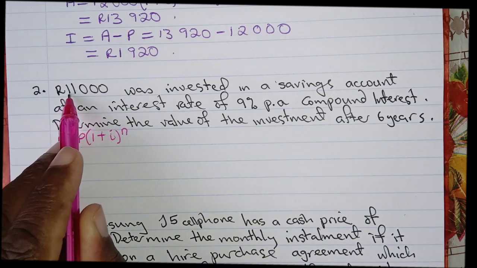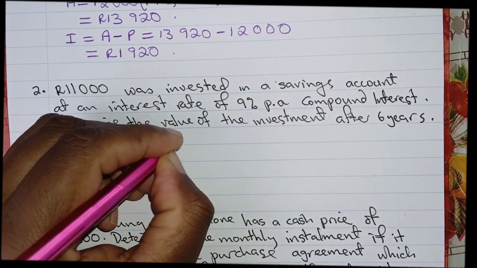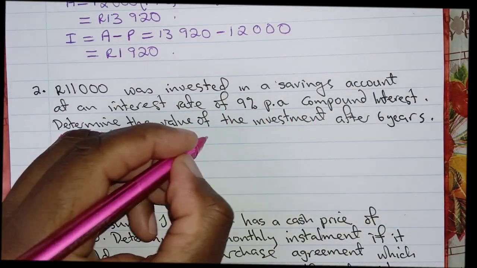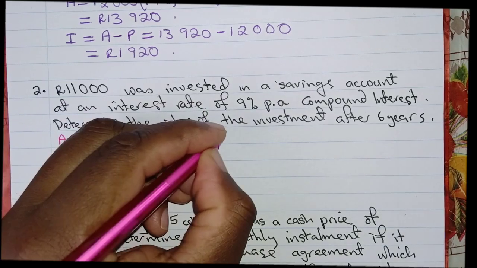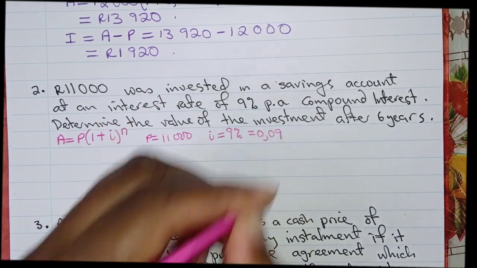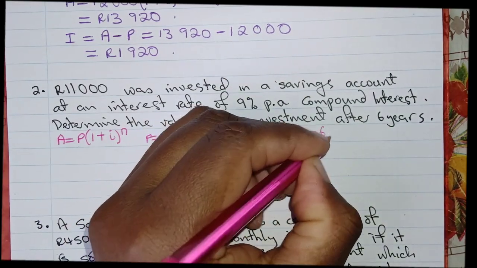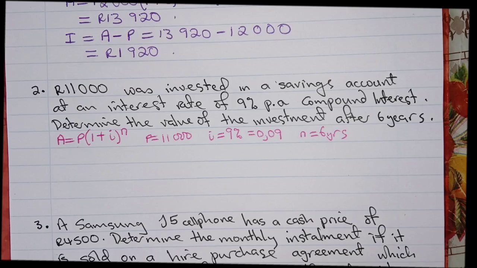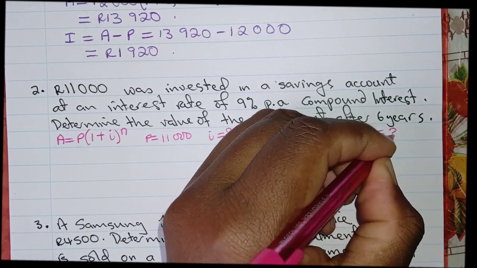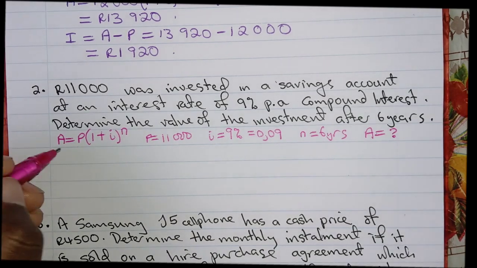What we have here: your P is 11,000 Rand, and then your I is 9%, which is equal to 0.09, and then your N is 6 years, but your A is not given. So we use the compound formula to determine the value of A.